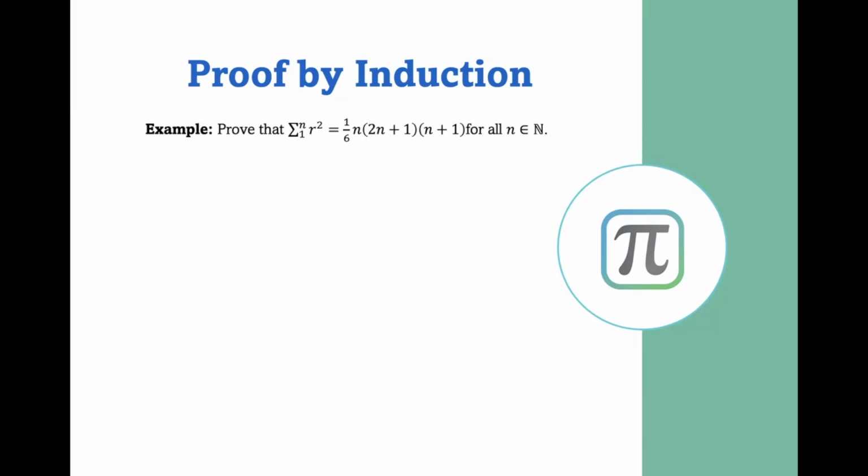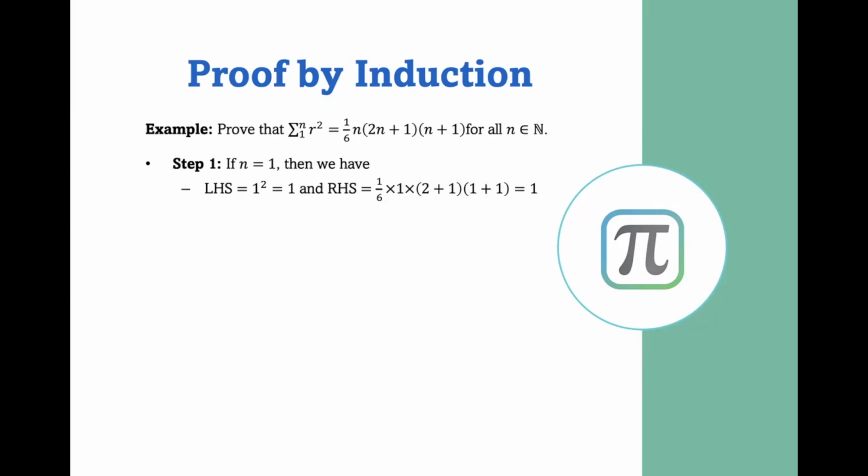Here we're asked to prove that the sum of numbers in the sequence from 1 to n of r squared is equal to 1/6 times n times (2n plus 1) times (n plus 1) for all the natural numbers. If you've not seen this notation before, this ℕ is the notation for the natural numbers. We're just saying for all numbers that are natural numbers.